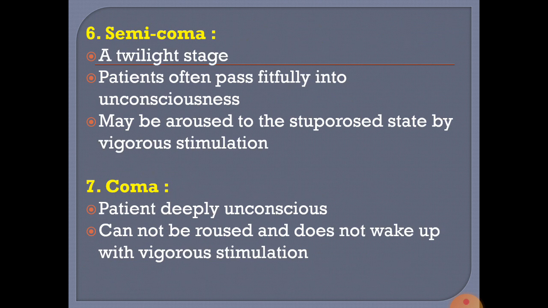After stupor, the sixth level is semi-coma, which is also known as twilight stage. Here patients often pass fitfully into unconsciousness and may be aroused to the stuporous state by vigorous stimulation. And the last level of unconsciousness is known as comatose stage, where the patient is deeply unconscious and cannot be roused and does not wake up with vigorous stimulation.